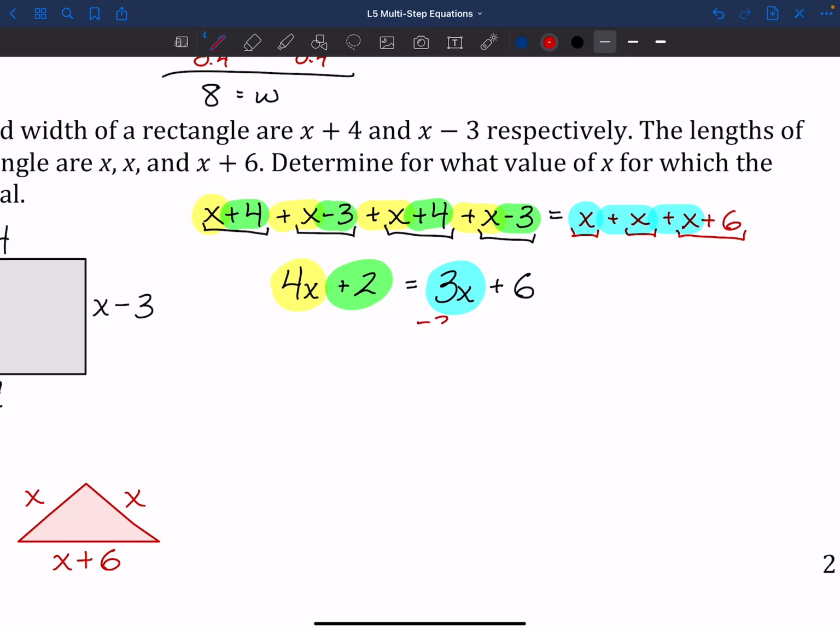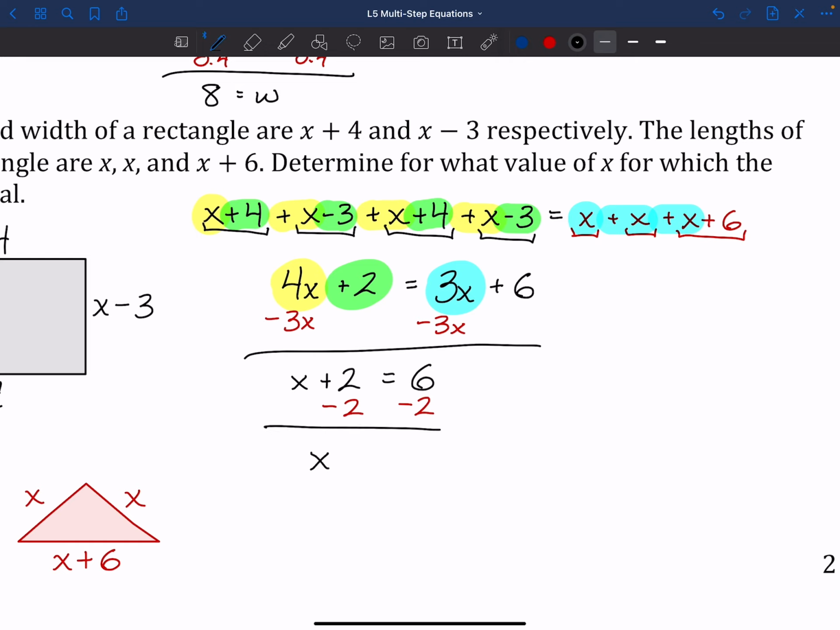After that, we just move our x's all to one place. I'm going to subtract those 3 x's over to the left. We're going to get x plus 2 over there equals 6. And then we got to move that 2 away from where the x is. All right, so I'm going to subtract 2. And then x equals 4.